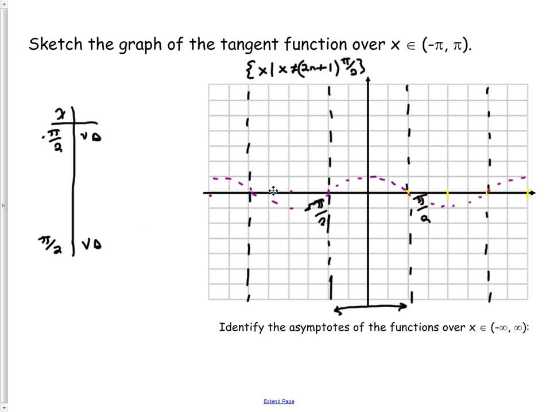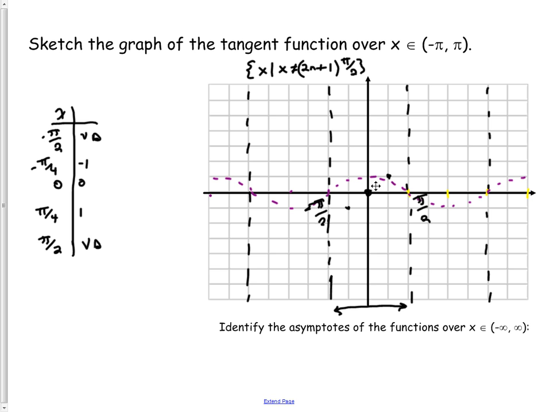Well, what do we know? Tangent of 0 is going to be 0. How about pi over 4? Well, we know that the tangent of pi over 4 is equal to positive 1. So here's positive 1. And the tangent of negative pi over 4 will be negative 1, pardon me, because that is an odd function, right?